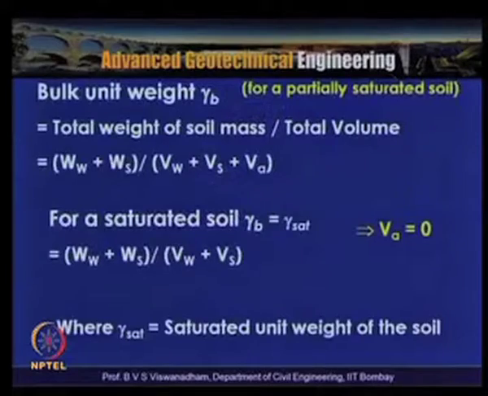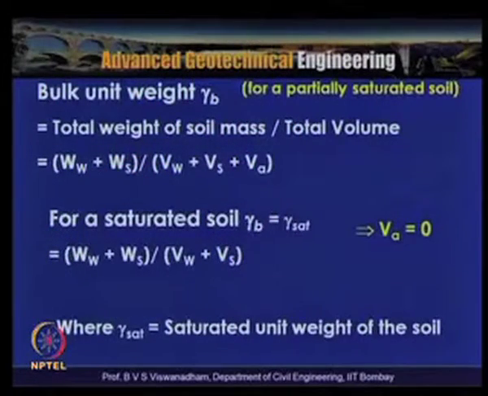For a partially saturated soil, the bulk unit weight or gamma bulk, which is also called the moist unit weight, is the ratio of the total weight of the soil mass to the total volume. So, gamma bulk is equal to the weight of water plus weight of solids, divided by the volume of water plus volume of solids plus volume of air. The weight of air is equal to 0. That means here you have only the weight of water plus weight of solids divided by the total volume.